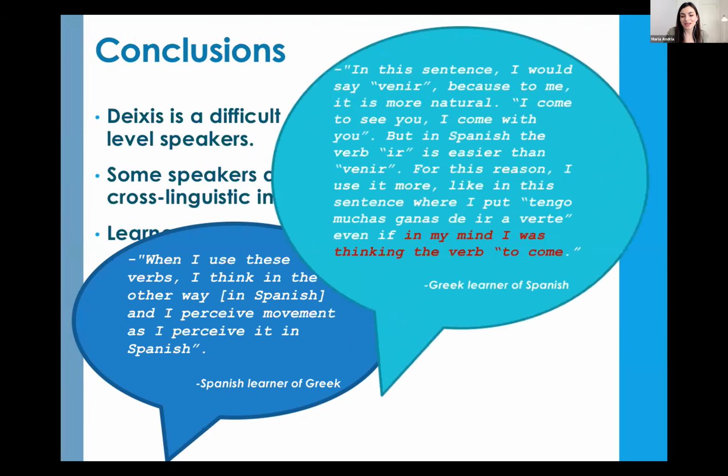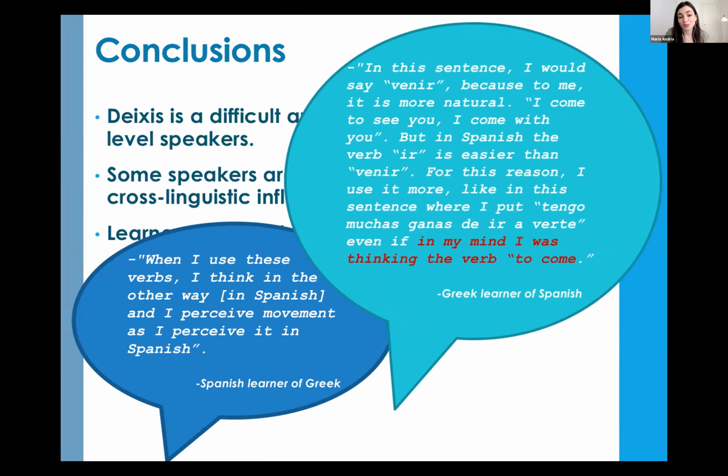And here there is a Greek learner of Spanish who says, in this sentence, I would say venir, to come, because to me it is more natural. I come to see you, I come with you. But in Spanish, the verb ir, to go, is easier than venir. For this reason, I use it more, like in the sentence where I put, tengo muchas ganas de ir a verte, even if in my mind I was thinking the verb to come.